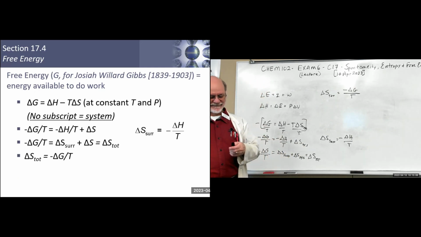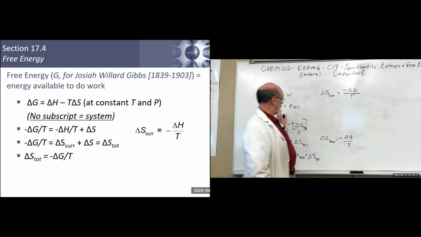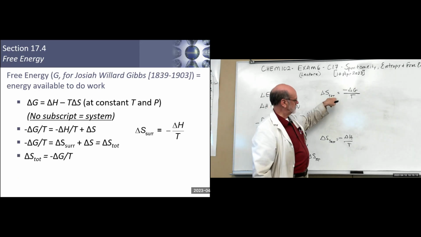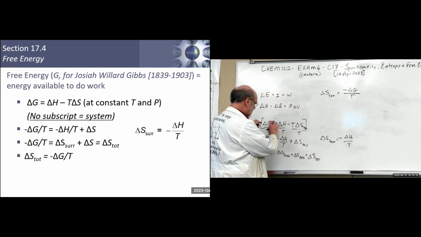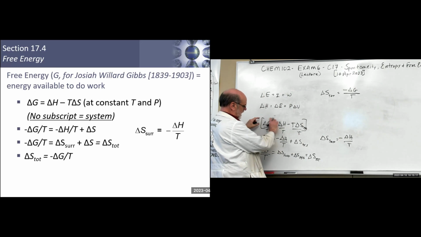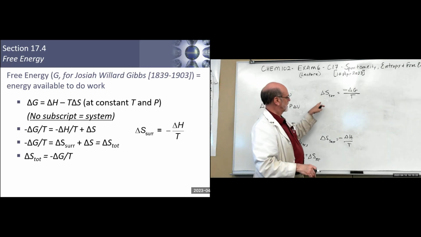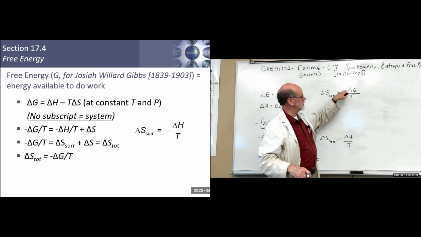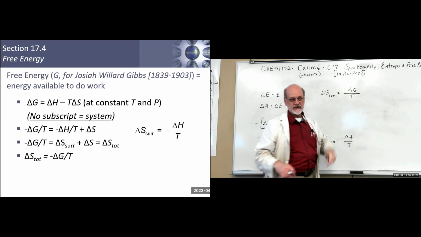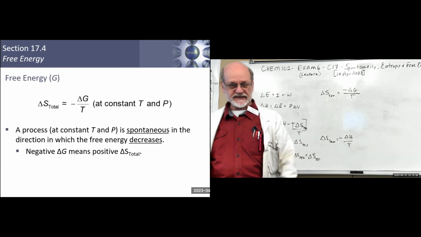That's the takeaway from all this working here, is this equation right here. You want to keep this one unmodified: delta G equals delta H minus T delta S for the system. And delta S total equals negative delta G over T. That's the takeaway.